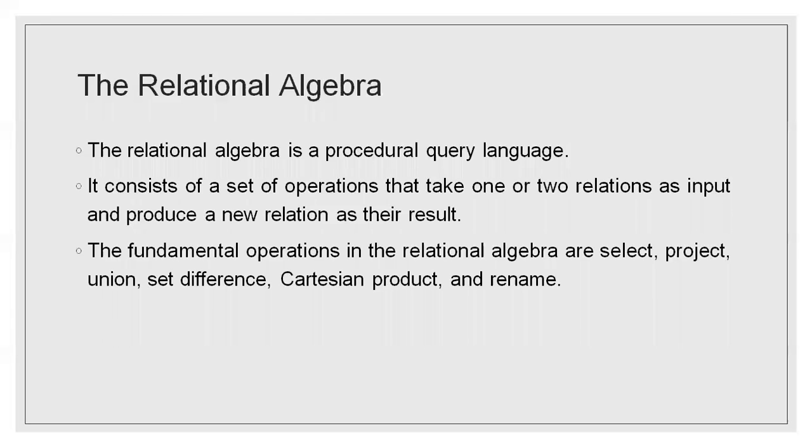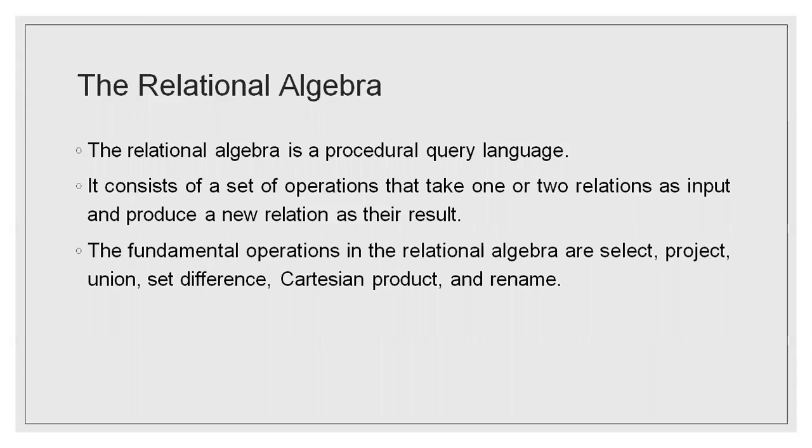Here, in relational algebra, it is possible that some operations can be done on a single table, and in some cases we can have two different tables where an operation can be performed and we get one more, separate table after performing a relational operation. So we have different fundamental operations in relational algebra: select, project, union, set difference, Cartesian product, and rename. In this lecture, we are going to see each and every operation.